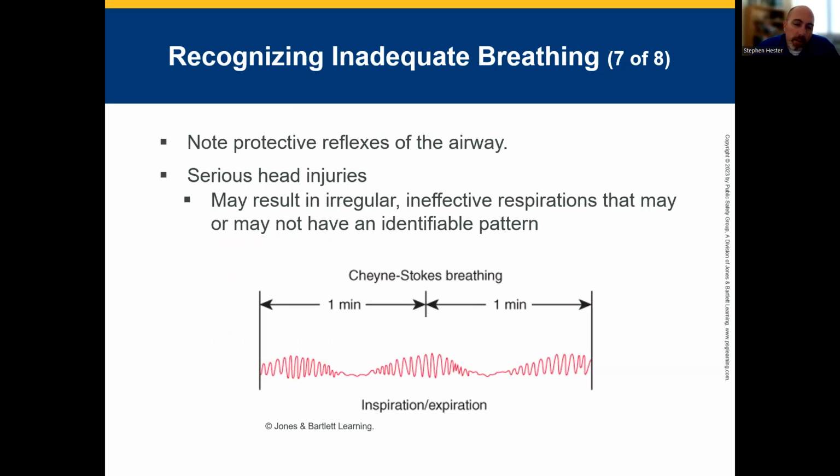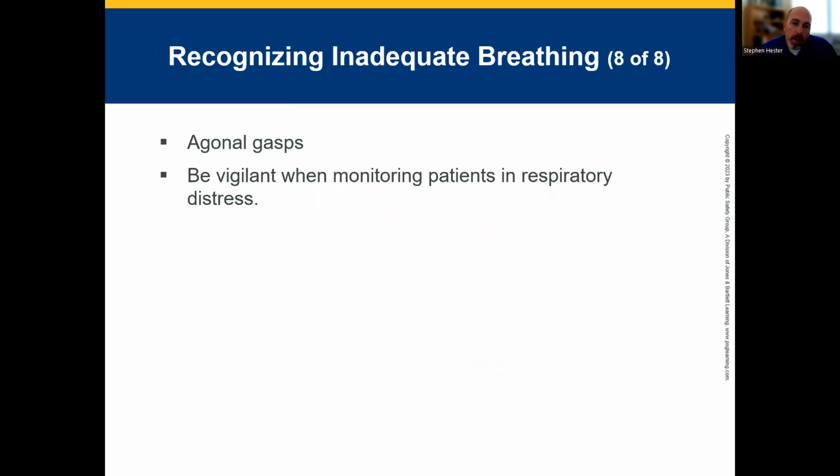All right, serious head injuries can have shallow breathing, irregular, ineffective respirations that may or may not have an identifiable pattern. All right, agonal gasp. So be vigilant when you're dealing with these, and you should be moving straight into some type of airway device, NPA, OPA, maybe a blind insertion airway device if you have that quickly in hand.